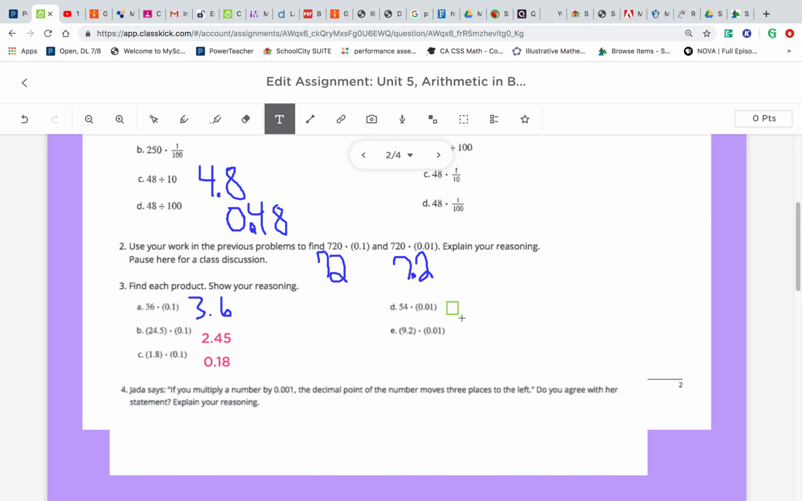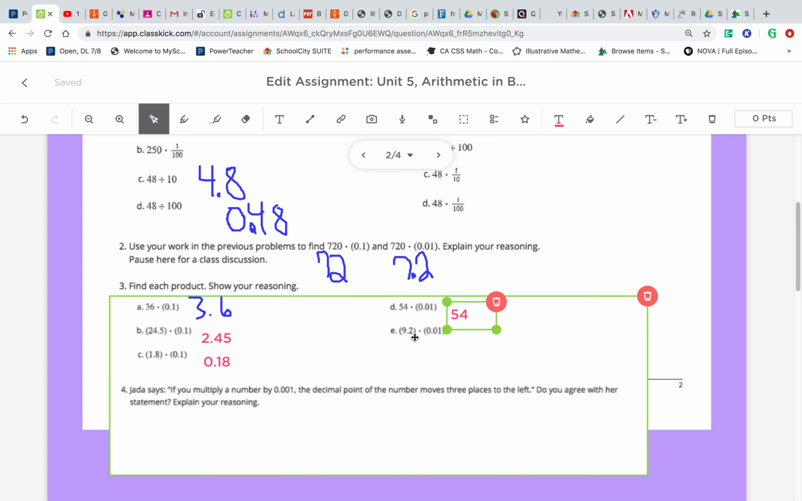So with the number 54, okay, there isn't a decimal point, right? So there is no decimal point. That means it's at the end where the cursor is flashing, and we need to move it now how many places? 2. So 1, 2, boom, put the decimal there, put a 0 in front of it, 0.54.